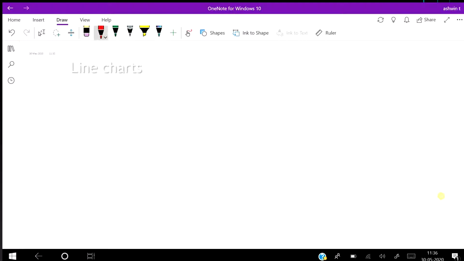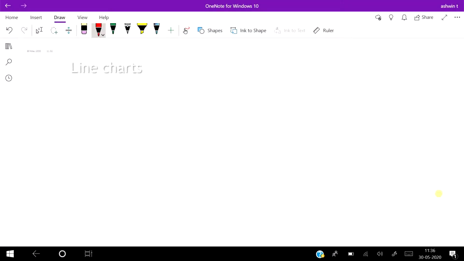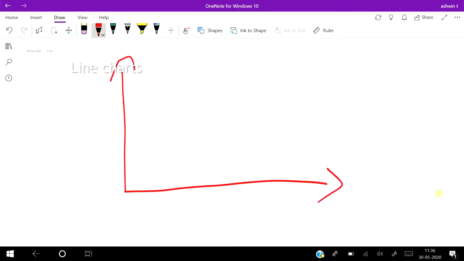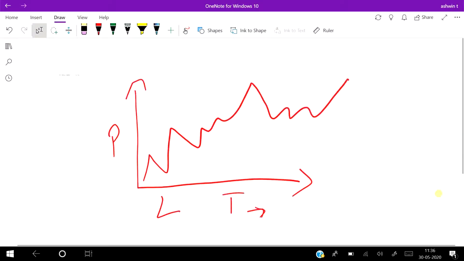If you are considering the prices according to days, for a short-term investor, look at the charts which have day candles or day markings. I will show it in in.tradingview.com. A line chart is nothing but just a line representing the stock price. The price is upwards and time is downwards. Okay, a line chart is like this, just a single line representing the stock. Okay, this is a line chart.